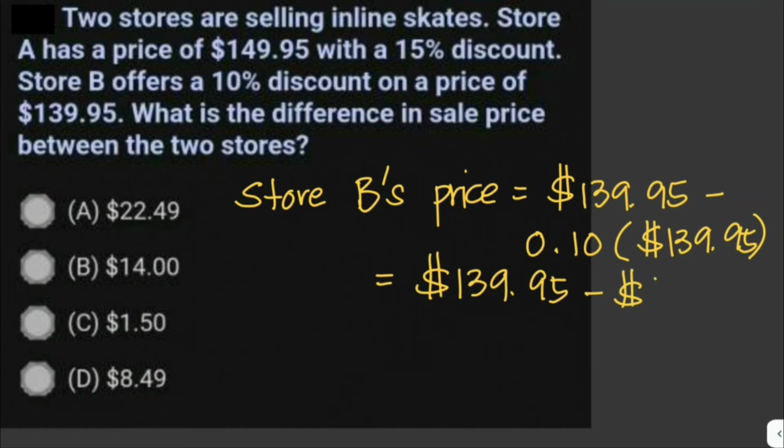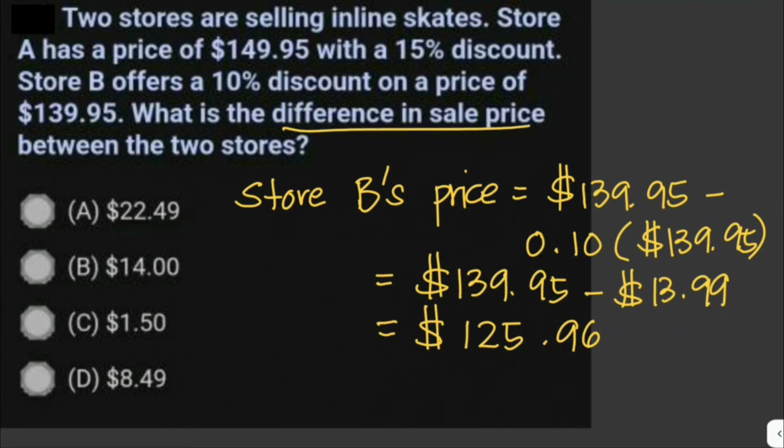Minus $13.99. So store B's price is just equal to $125.96. So now we already have the prices for both of the stores. The question here is, what is the difference in sale price between the two stores? So that means we just have to subtract the prices of the two stores.